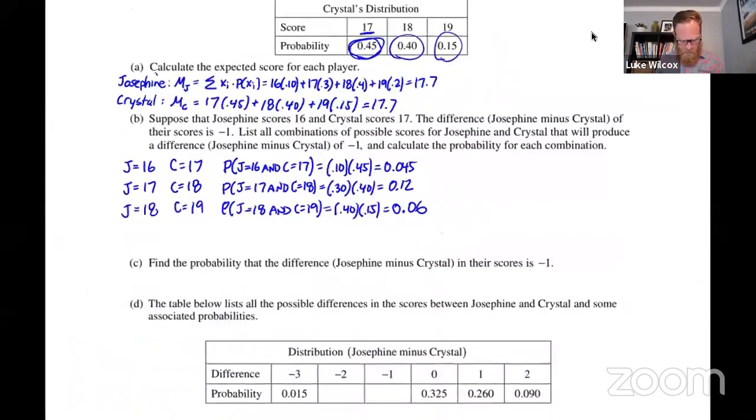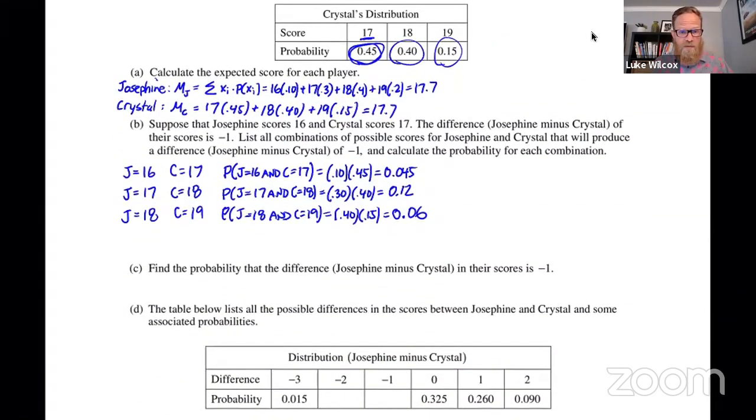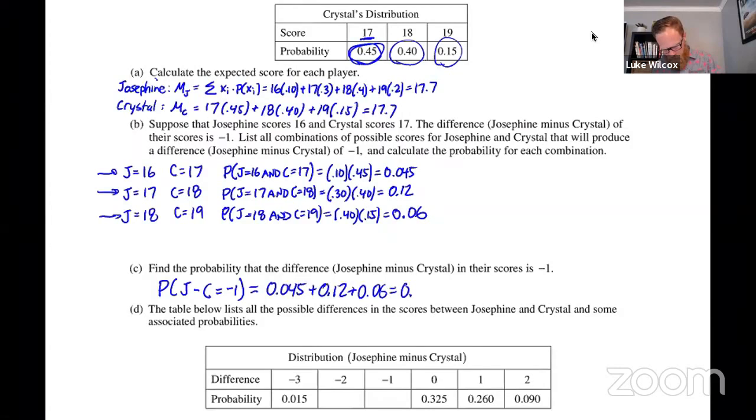All right, so let's move on to the next part, part C. Find the probability that the difference, Josephine minus Crystal, of their scores is -1. Well, we just did a whole bunch of work on that. They want us to find the overall probability that Josephine minus Crystal is going to equal -1. Well, we know there's 3 different ways that this could happen. It could be this, or this, or this. Because I'm using or here, that means I need to add the probabilities, also noting that they are mutually exclusive. So we're just simply going to take those 3 values that we calculated in the previous question, and we're going to add those 3 together. And that's going to give me a value of 0.225.